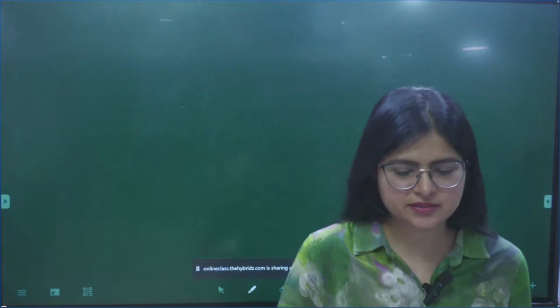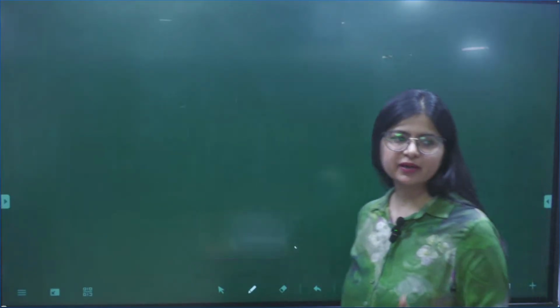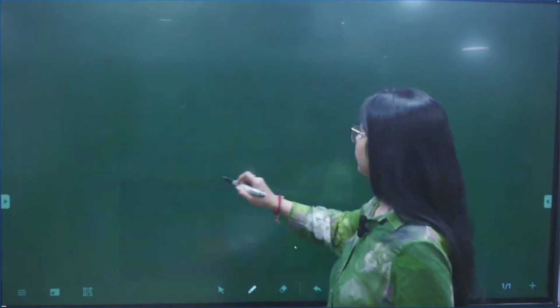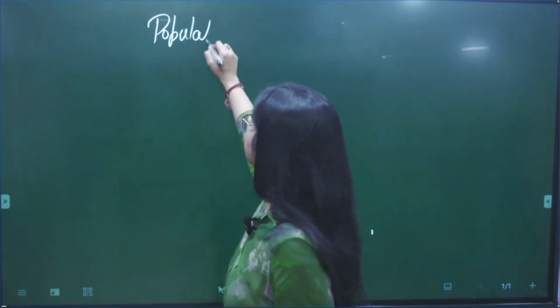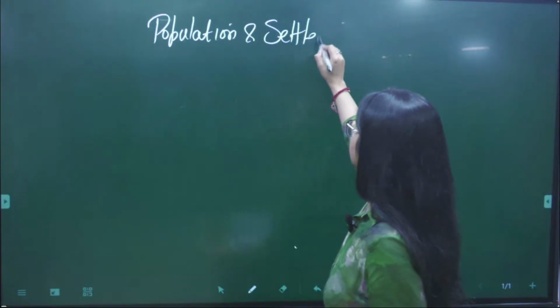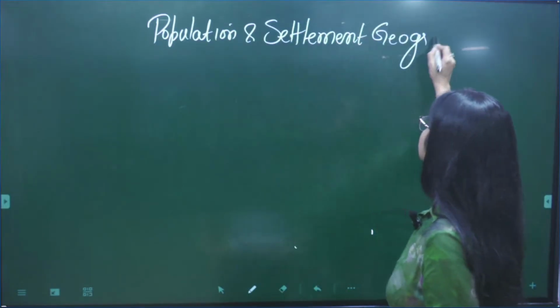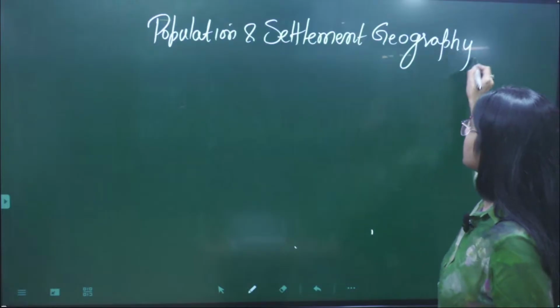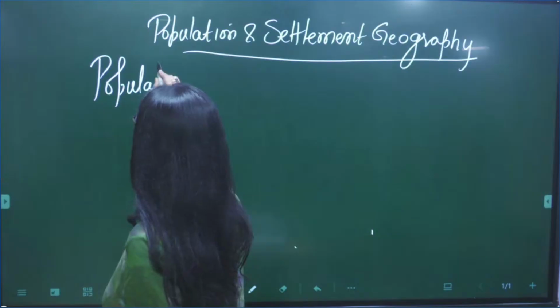All right, so yesterday we have done what? Demographic structure, right? So today we have to start with a very important topic which you call population theory. It's a topic of population and settlement geography. We are moving to another important topic which is population theories.